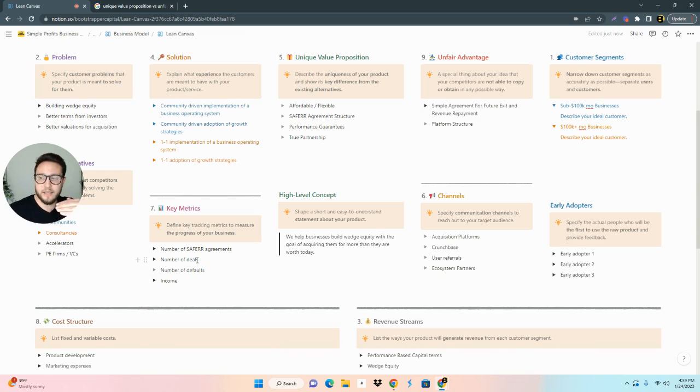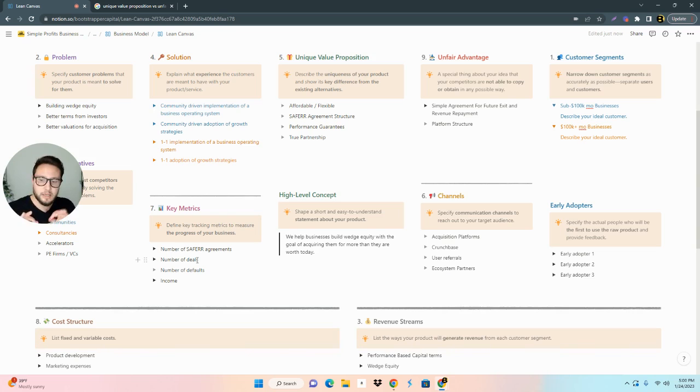So we have signed SAFERs. Now how many are exiting? How many are we acquiring or wholesaling off? How many deals are we getting done? If we're not doing deals, that means the agreements that we're signing aren't great agreements, or we're not signing great agreements with great businesses. And there's a problem. There's a constraint there.